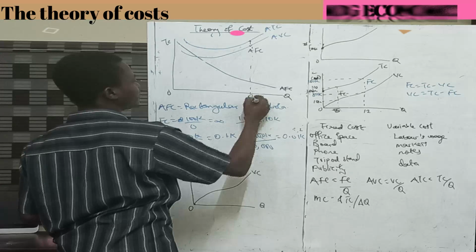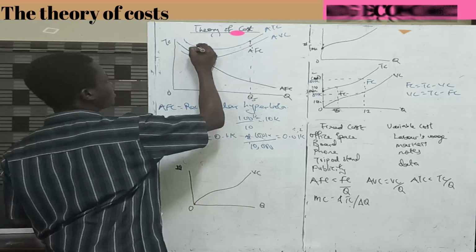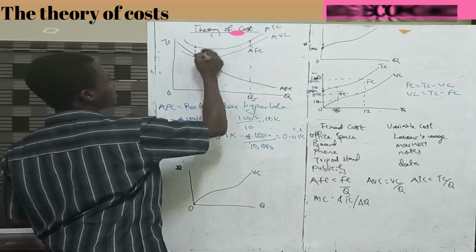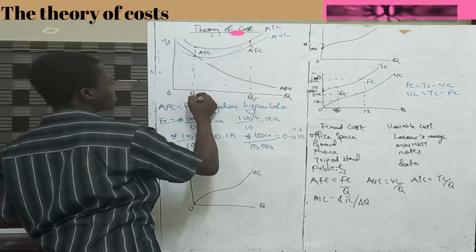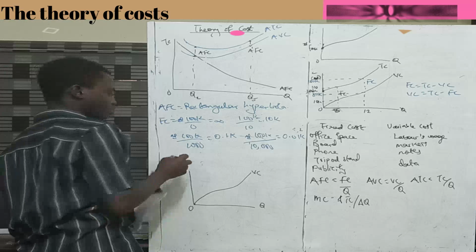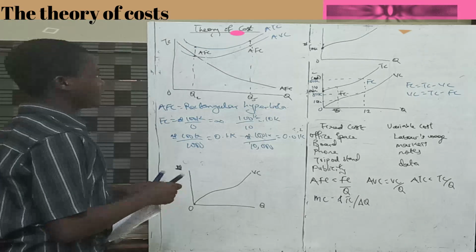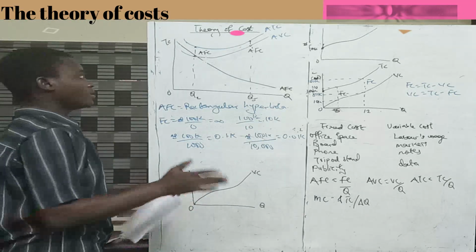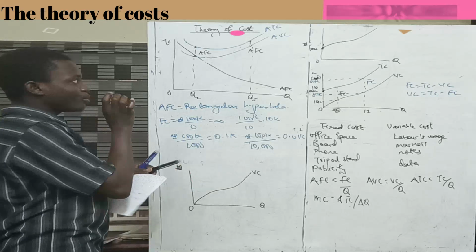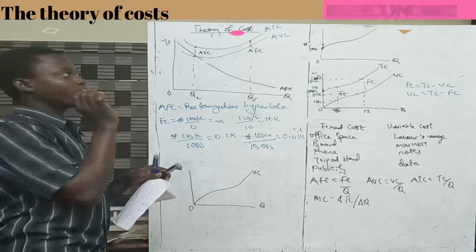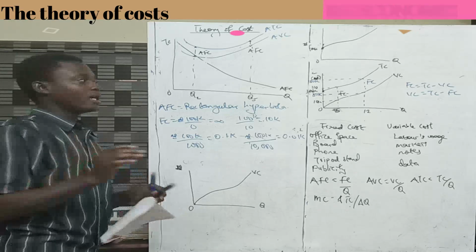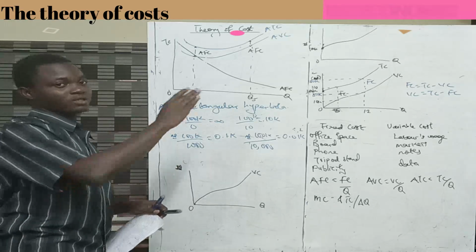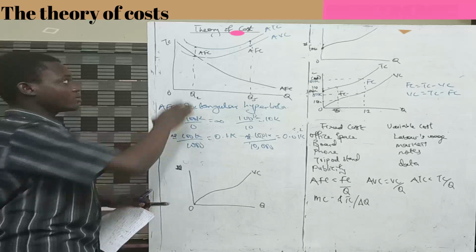Say at Q5, for example, and here too, at Q2, the difference between the two gives AFC. If you look at the shape of the curves, they are both U-shaped, and the gap between the two falls. Why? Because the gap between the two represents average fixed cost, and average fixed cost reduces as you increase your output produced.